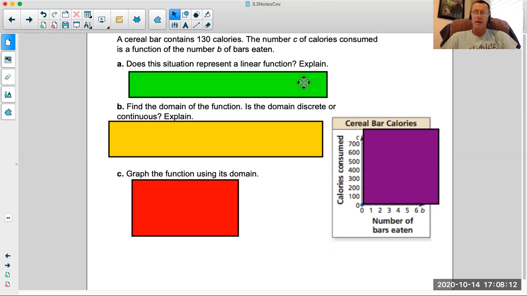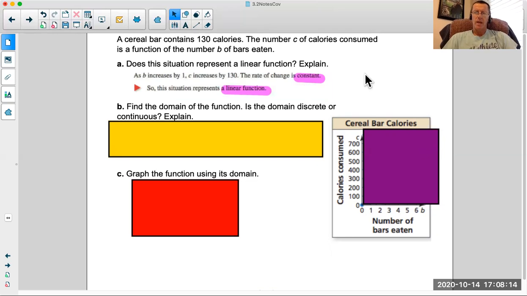I hope you said yeah, right? Because as the number of bars you eat increases by 1, the number of calories you consume increases always by the same number, 130, right? Think about it. If you ate 1 bar, it'd be 130 calories. If you ate 2 bars, it would be 260, right? It's going up by 130 each time. So it's a linear function. It's going to line up.